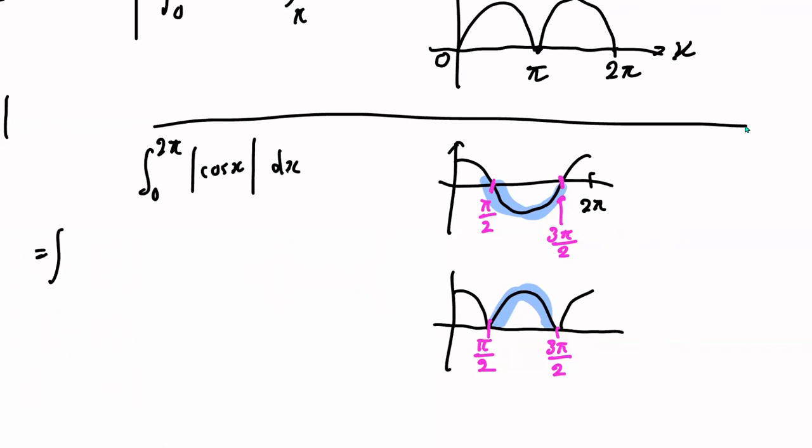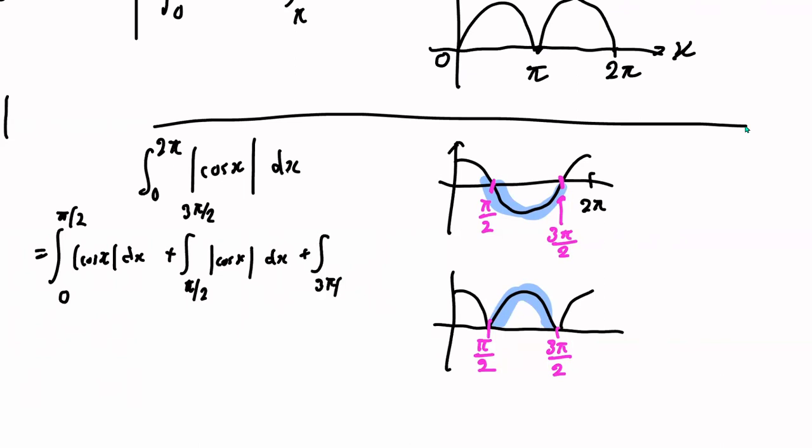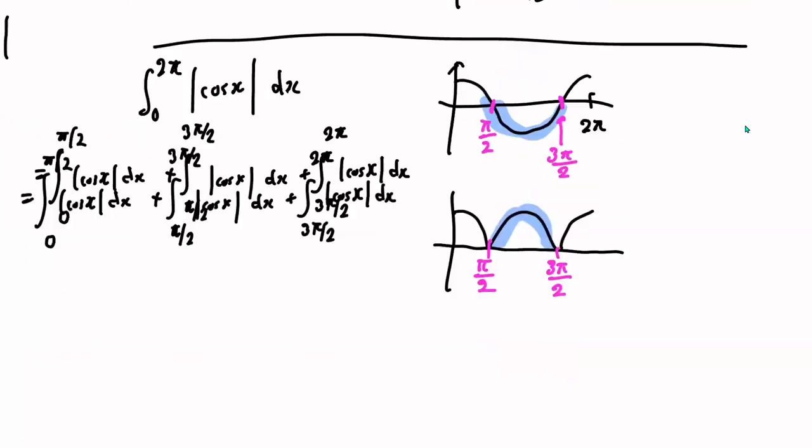Because of the sharp points, you must go from 0 to pi over 2 of mod cosine x dx, plus the integral from pi over 2 to 3 pi over 2 of mod cosine x dx, plus the integral from 3 pi over 2 until 2 pi of mod cosine x dx. Okay, then finally you must think, modulus cosine x from 0 to pi over 2, is it positive or negative? Positive, so it stays the same. Then the middle piece, how about? Negative. How about the right piece? Positive. Good, you got it.